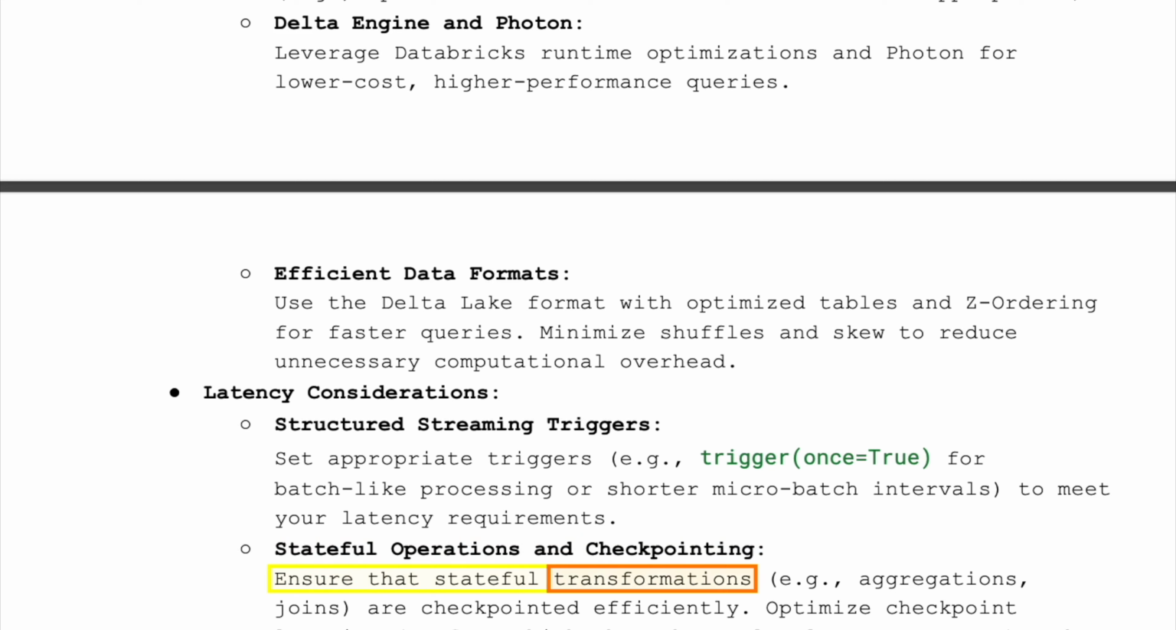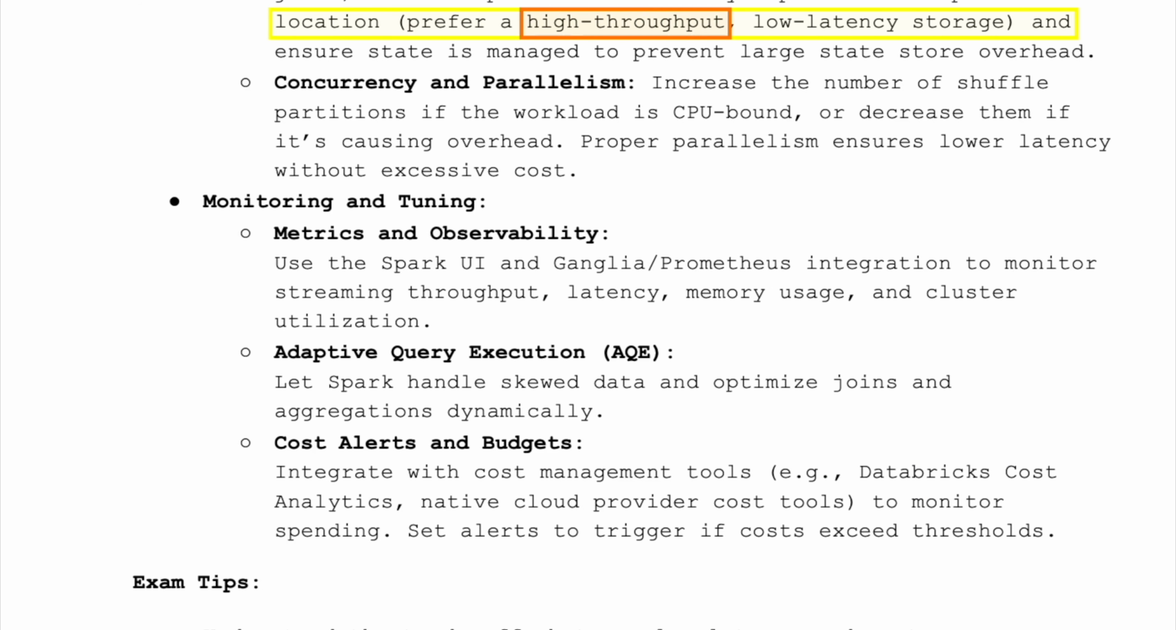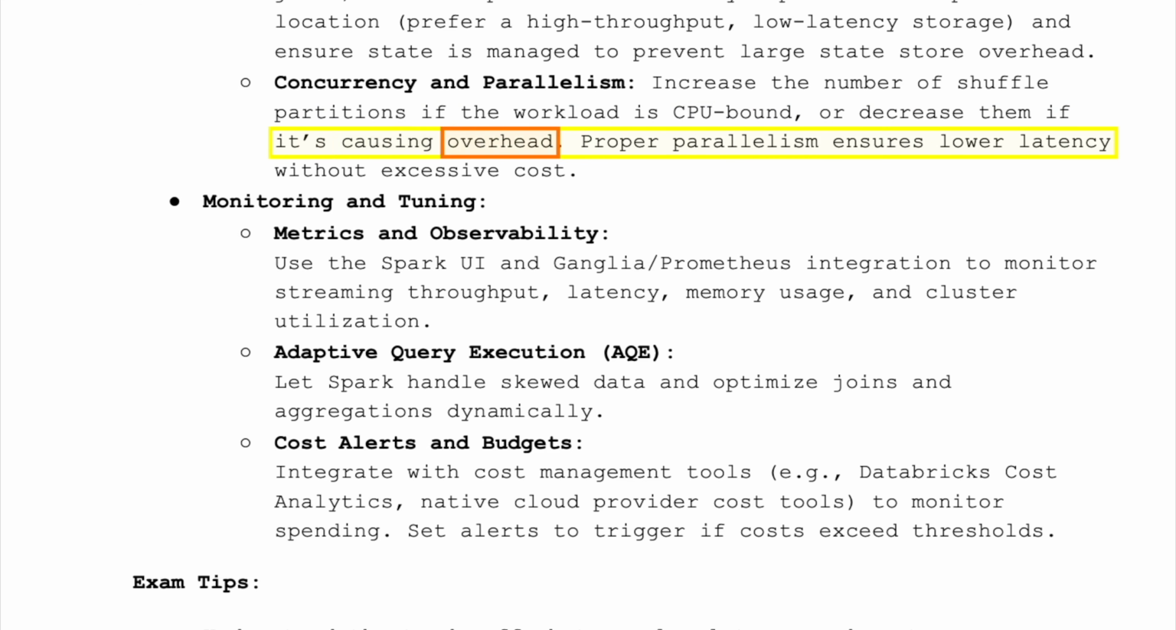Ensure that stateful transformations, for example, aggregations, joins, are checkpointed efficiently. Optimize checkpoint location. Prefer high throughput, low latency storage, and ensure state is managed to prevent large state store overhead. Concurrency and parallelism. Increase the number of shuffle partitions if the workload is CPU bound, or decrease them if it's causing overhead. Proper parallelism ensures lower latency without excessive cost.